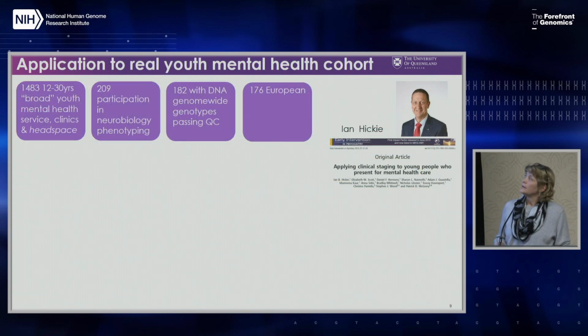So this is now looking at that with real data. This is my collaborator Ian Hickie in Sydney, and he, together with Pat McGorry, have a cohort of nearly 1,500 young people, average age 19, who have attended very broad mental health service clinics, including what we call Headspace, which is, we have these kind of walk-in high street mental health clinics. And of those, 209 were invited to participate in a neurobiology phenotyping study. And we had usable DNA from 182 of those, of which 176 were European. And so I generated genome-wide SNP data on these a few years ago, and it's such a small cohort, I didn't know what to do with it.